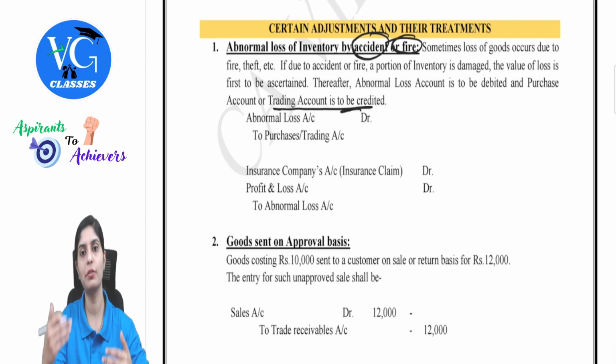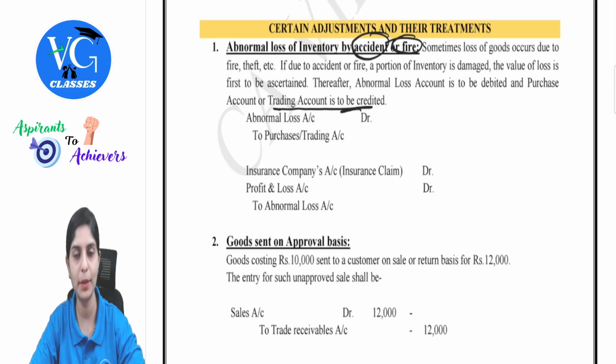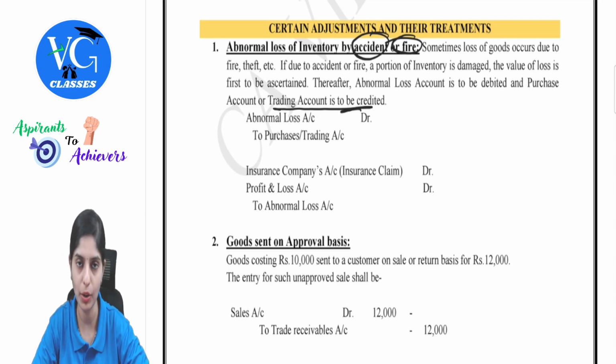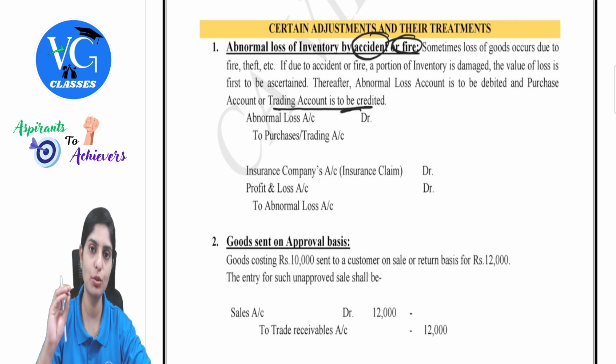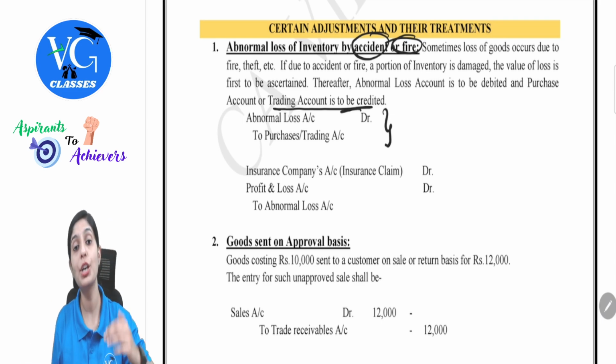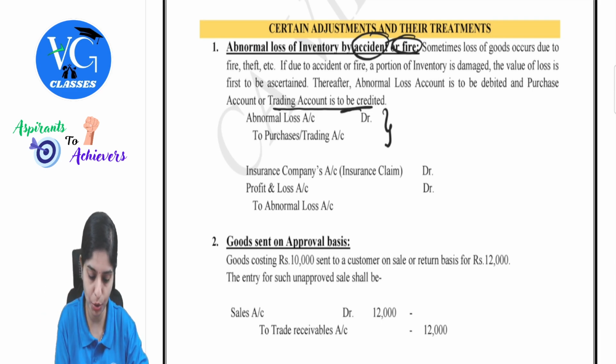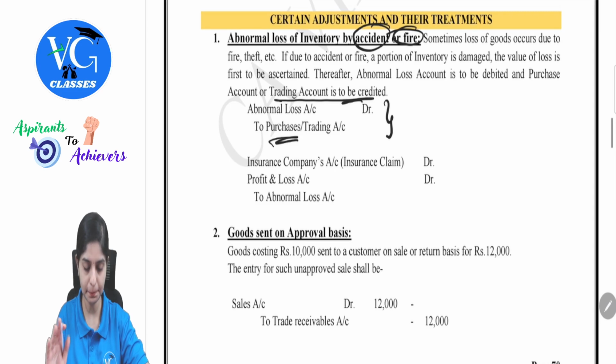Whatever goods are lost will be treated as a normal loss. Goods will be reflected in your trading account. That's why you see opening stock, purchases, sales, and closing stock. So this loss entry will also be reflected in the trading account. What is the first entry for that? Abnormal loss account debit. Why am I debiting? Because it is my loss. Second, from what stock the goods have been lost, it is represented in purchases. So, to purchases account. Clear?